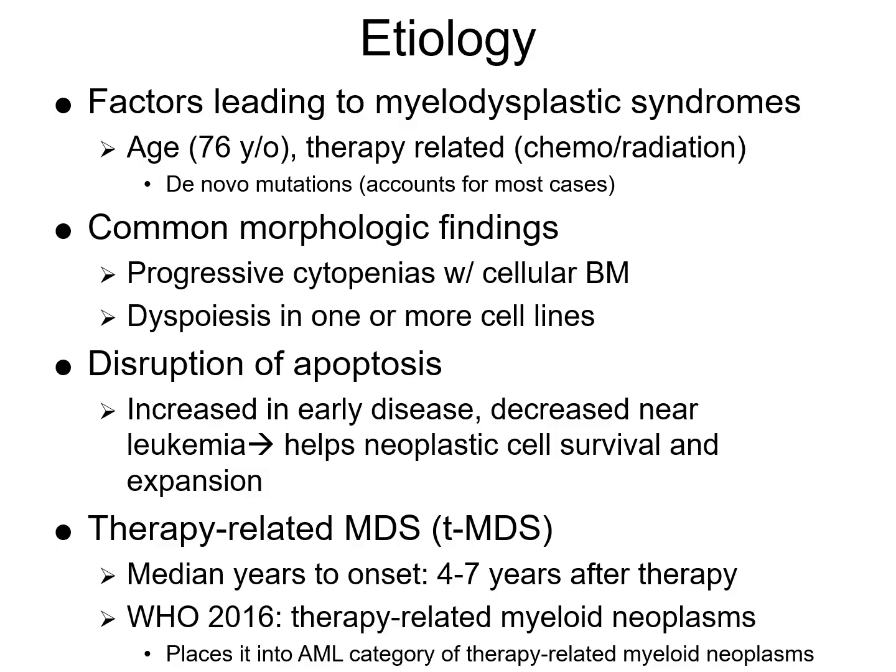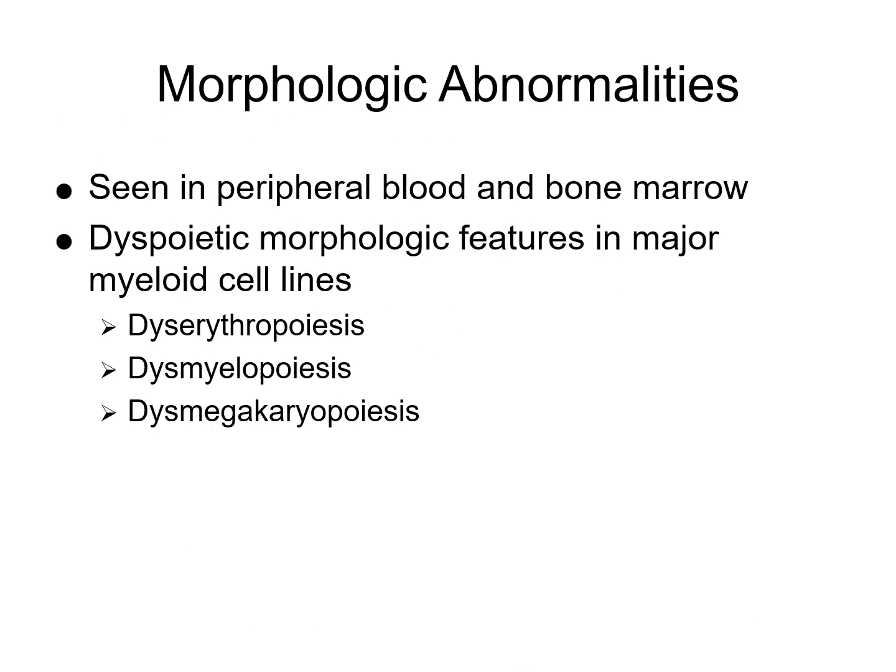For the therapy-related myelodysplastic syndrome, the time to onset can be anywhere from 4 to 7 years, usually after exposure to the chemotherapy or radiation. For classification, the WHO places the therapy-related myelodysplastic syndrome under therapy-related myeloid neoplasm, and it is actually grouped within the acute myeloid leukemia category.